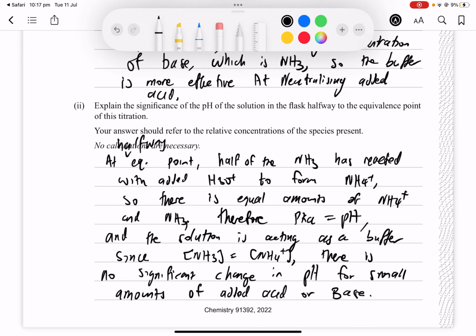Alright, that's all we need for this question, okay? And this is an excellence level question for the correct pH and correct explanation. That's an excellence for both of these parts here.